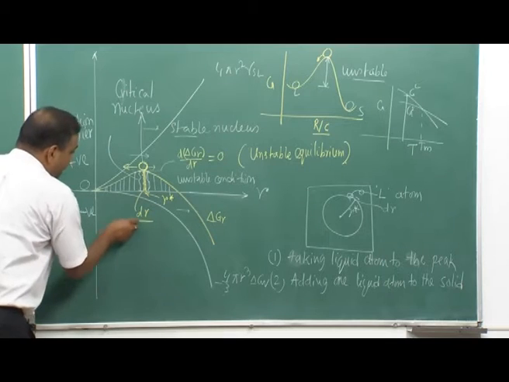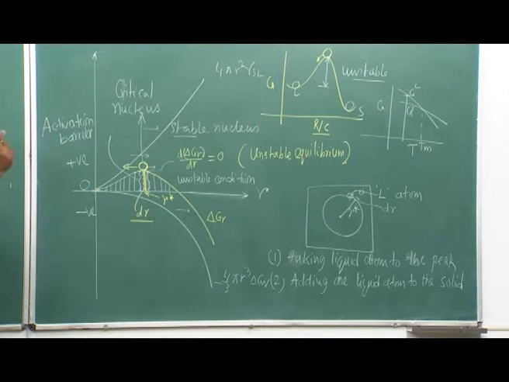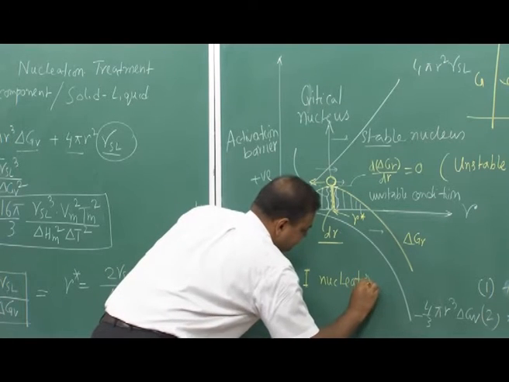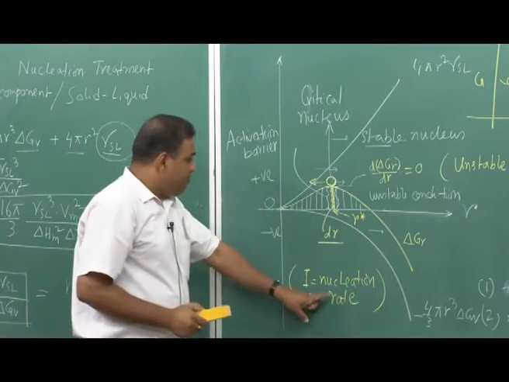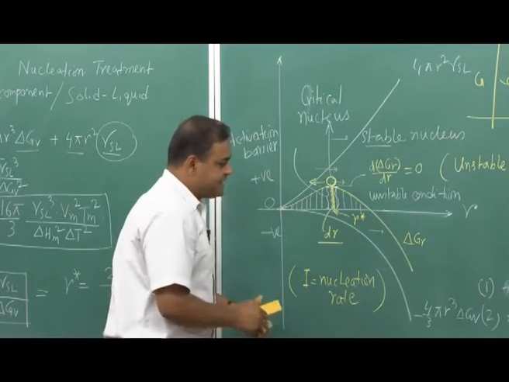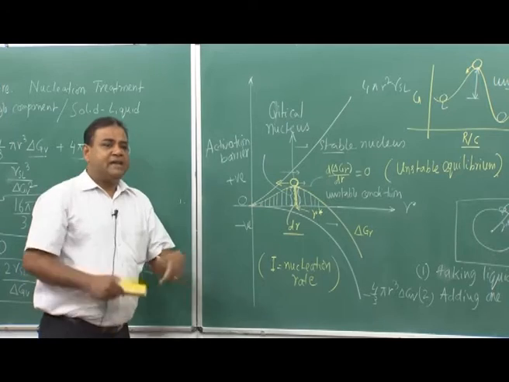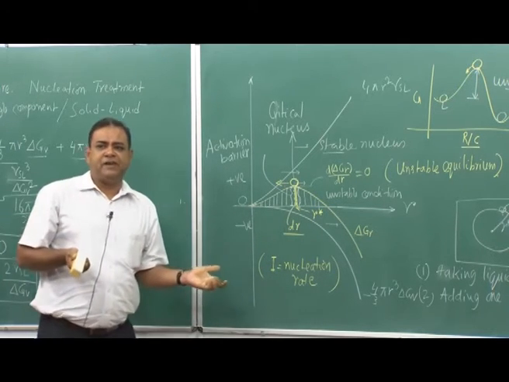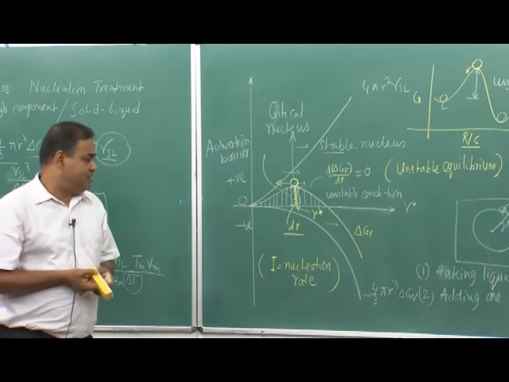So, how many of those critical nucleus can increase its size by del R? That number, if we calculate, becomes my nucleation rate. Now, if we try to see this particular nucleation rate, it has two events. First is taking liquid atom to the peak, and second one is adding one liquid atom to the solid. This nucleation treatment will be elaborately explained by Professor Sangal, but we will just see the expression and its graphical implication, and also see whether it has any relation to heat treatment of materials. Okay, we will see that.